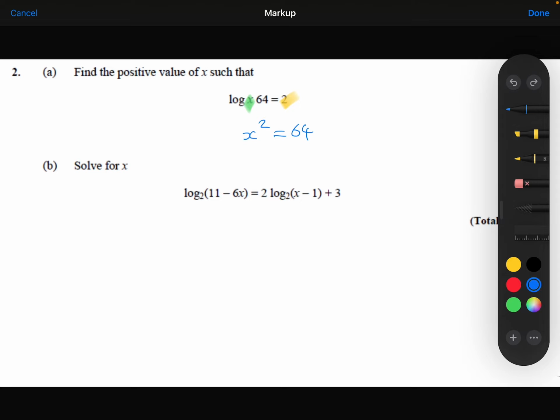But by writing it in this form, I can see quite clearly that x is either equal to positive 8 or negative 8, and I need to give the positive value, so x is equal to 8.